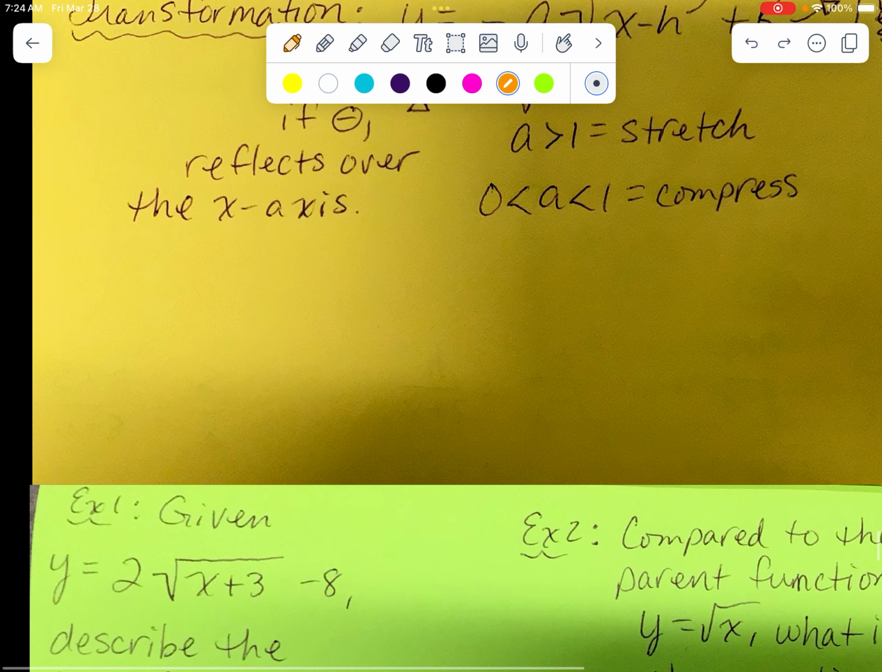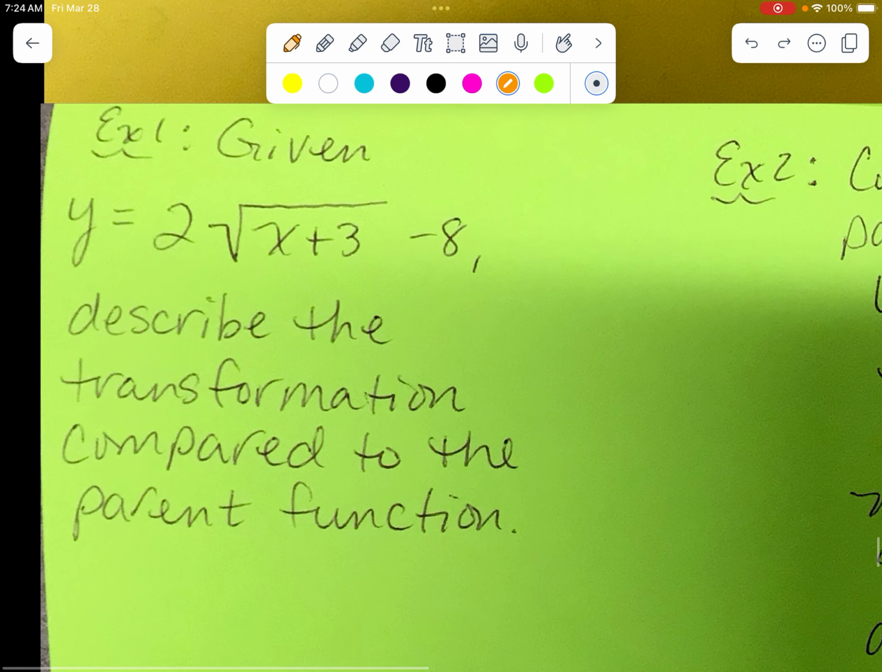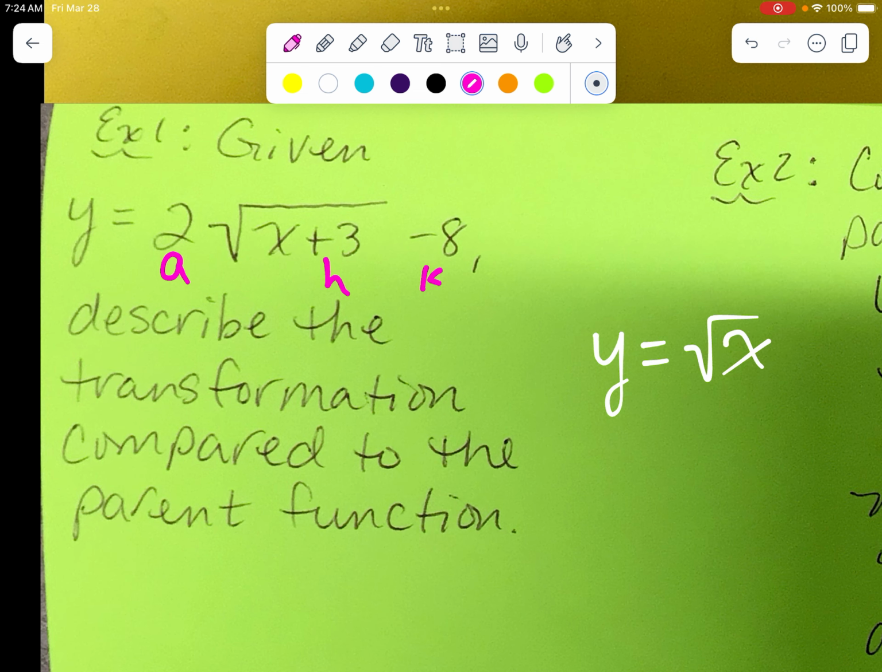Let's take a look at a couple of our examples here. Let's look at example 1. So given y equals 2 times the square root of x plus 3 minus 8, describe the transformation compared to the parent function. Okay, well, we know that the parent function is y equals the square root of x. So let's look at our components of our equation here. So we have, this is a, this is h, and this is k. Notice that in front here, where a is, there is not a negative sign. That means the graph is not reflecting.